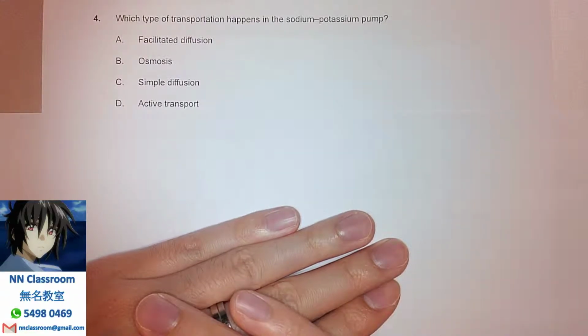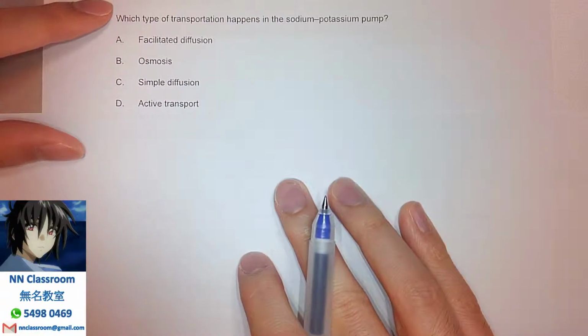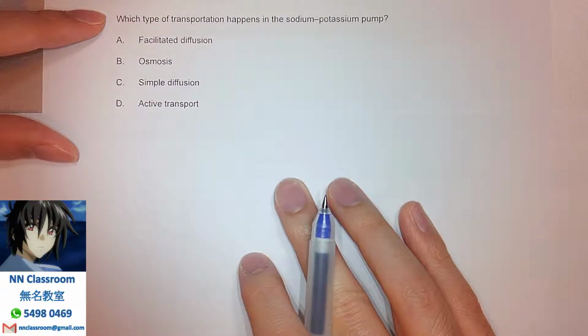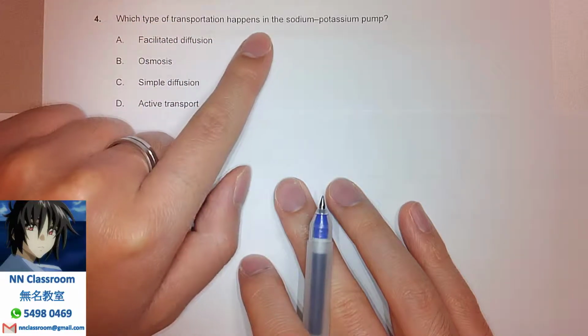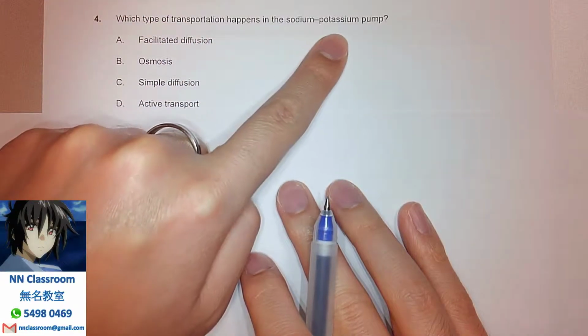Today I'd like to share with you a biology multiple choice question, extracted from 2018 time zone 2. Question number 4 is asking about membrane transport and some related feature concepts. Let's see. It is asking which type of transportation happens in the sodium potassium pump.